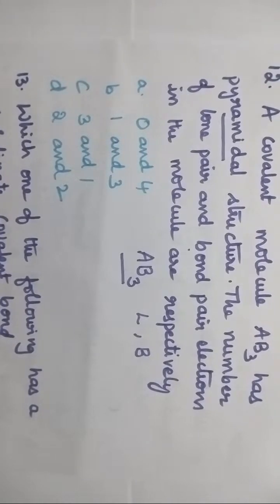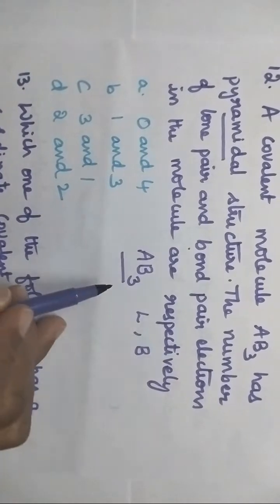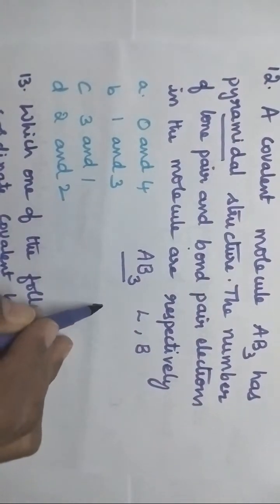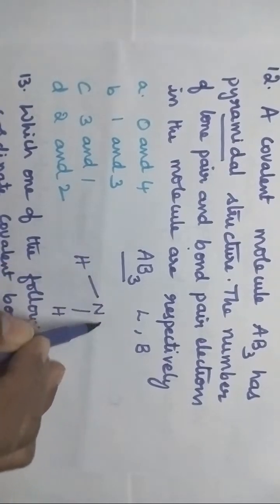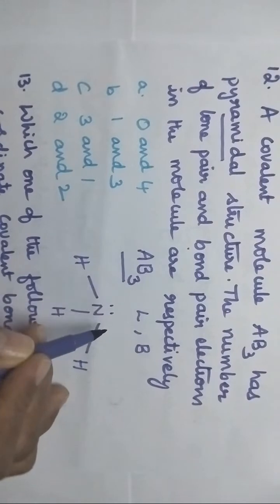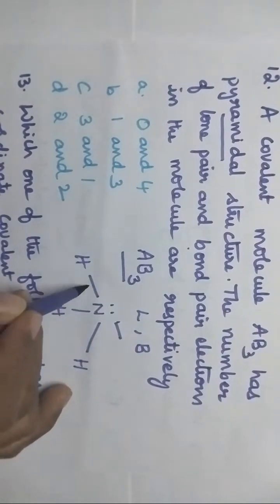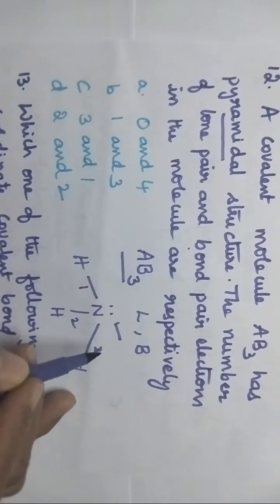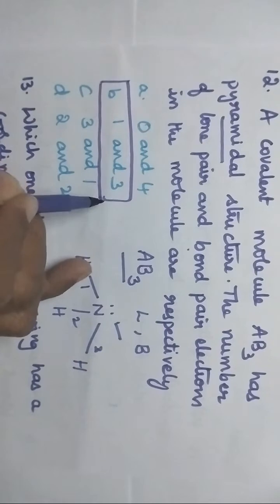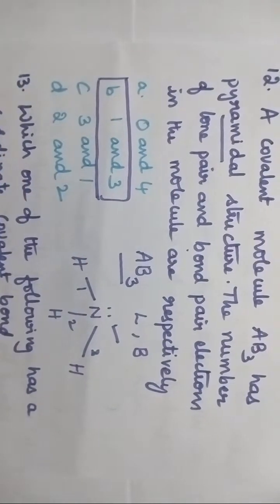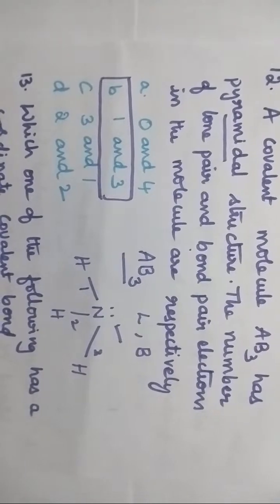Sai, very good. Banu, very good. So an AB3 type of molecule having a pyramidal structure is nothing but ammonia. And how many lone pairs are present? 1. How many bond pairs are present? 3. So option B, 1 lone pair and 3 bond pairs, is the right answer. Clear? Swati, Rajeshwari, Tilak, very good.